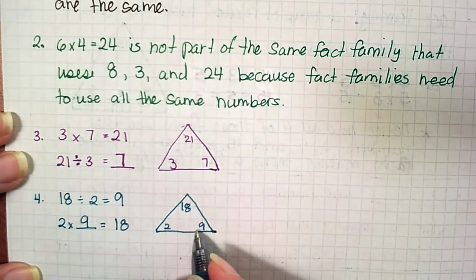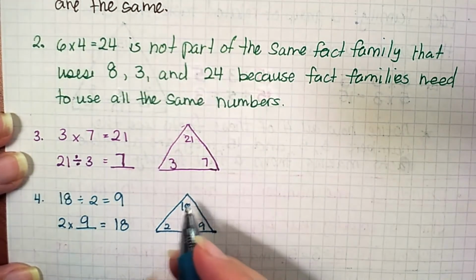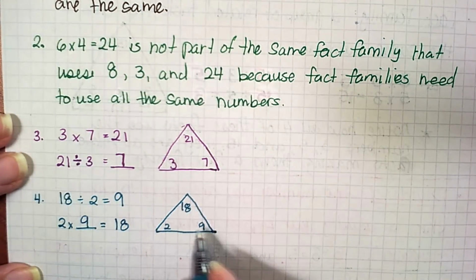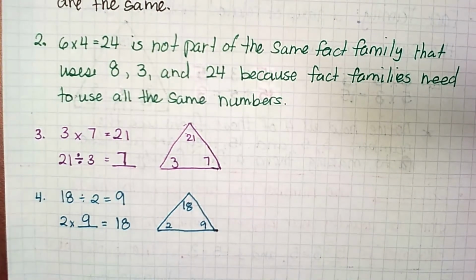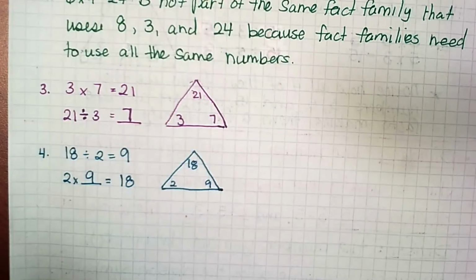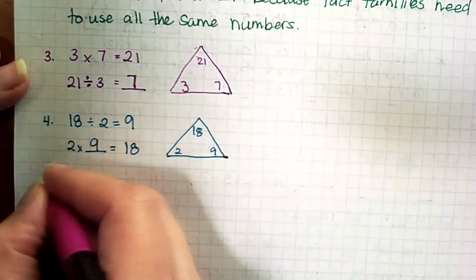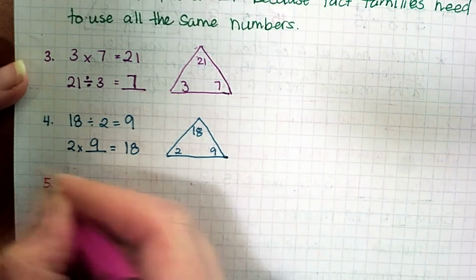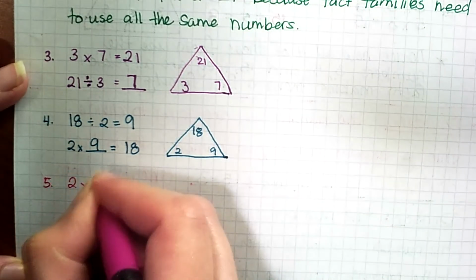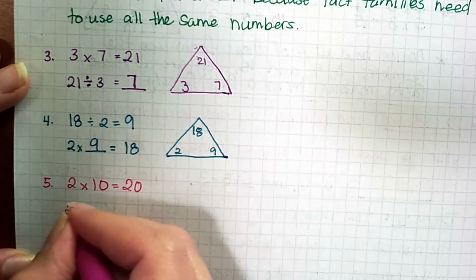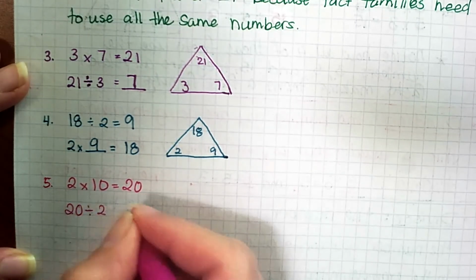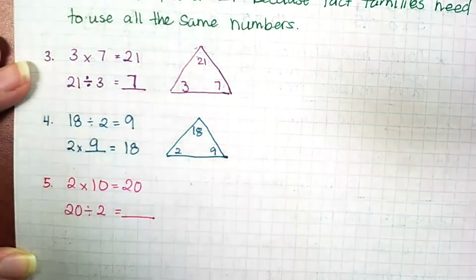So you multiply the smaller numbers by each other to get the bigger number. You divide the big number by each of the small numbers to find the other small number. Remember, when you have a fact family, you have all of the answers. And let's take a look at your last question for your guided practice. Number 5 says 2 times 10 is equal to 20. And then 20 divided by 2 is equal to a number.